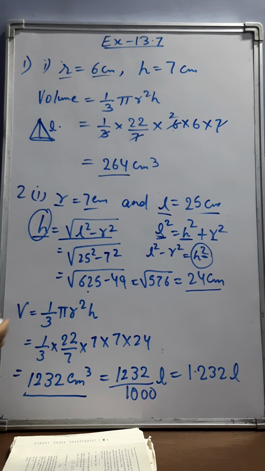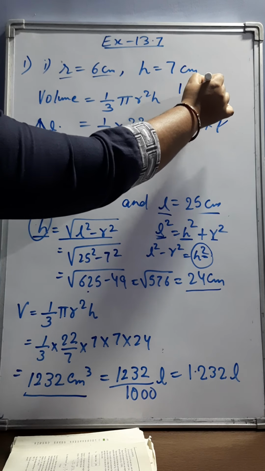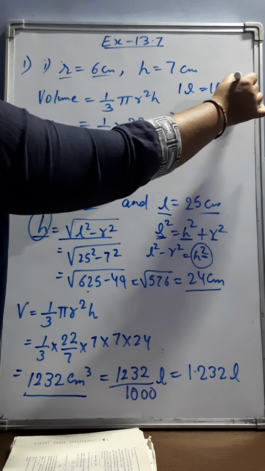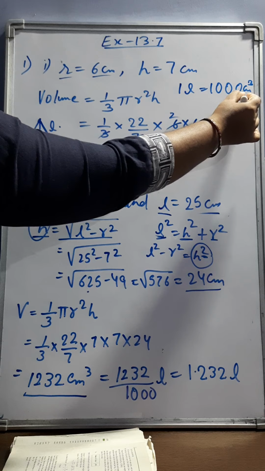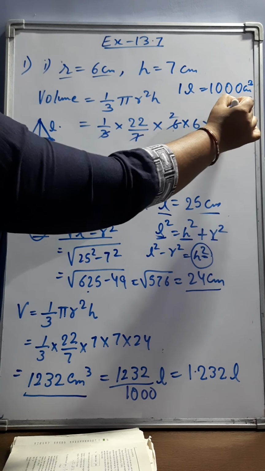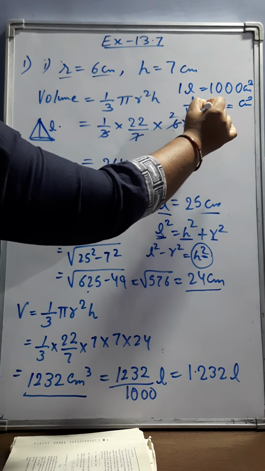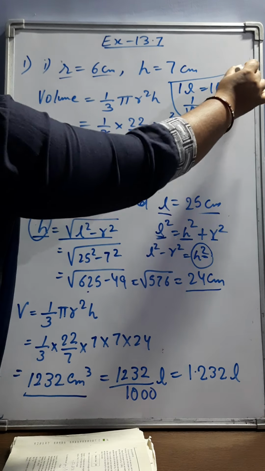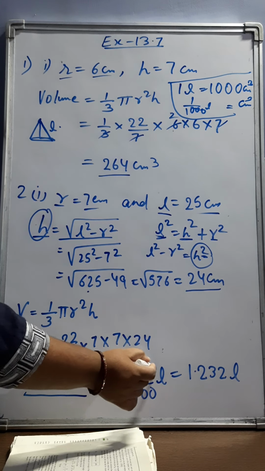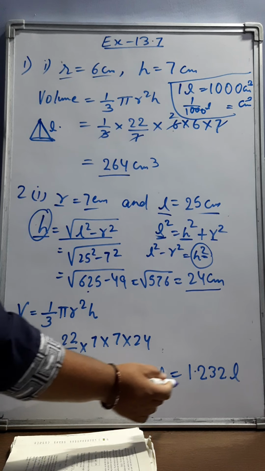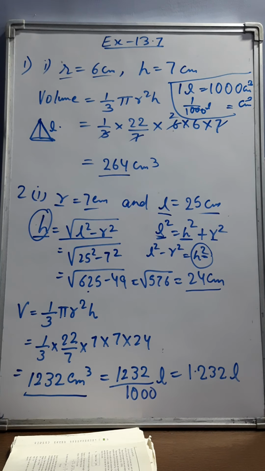We know that 1 liter is equal to 1000 centimeter cube. So in place of centimeter cube, we can put 1 by 1000 liters. So in place of centimeter cube, I put 1 by 1000 liter, which is giving you 1.23 liters.